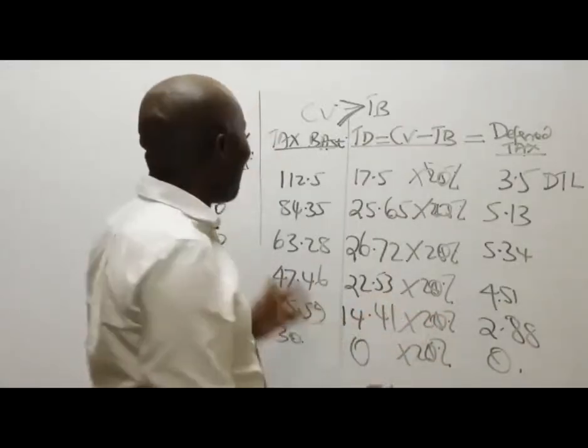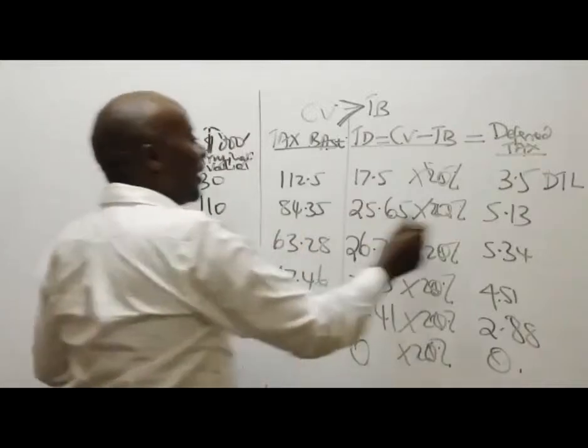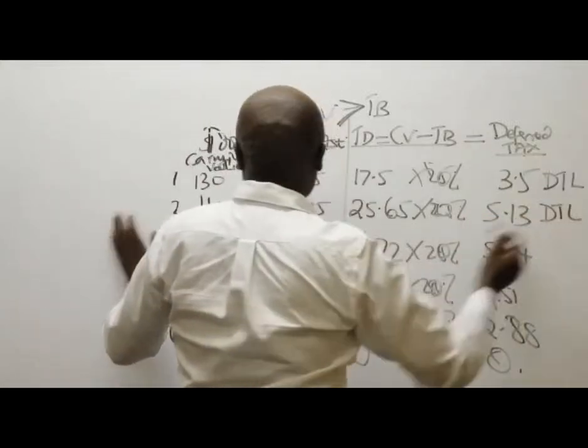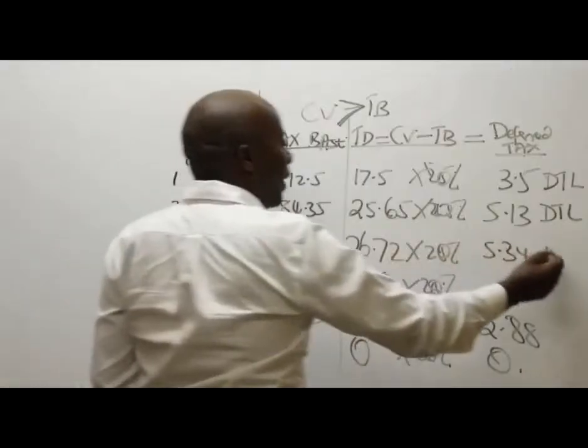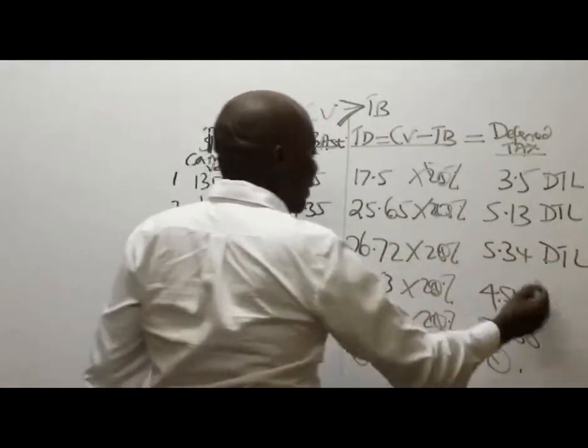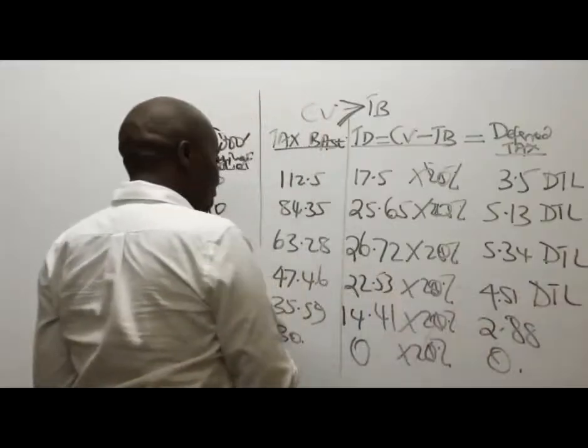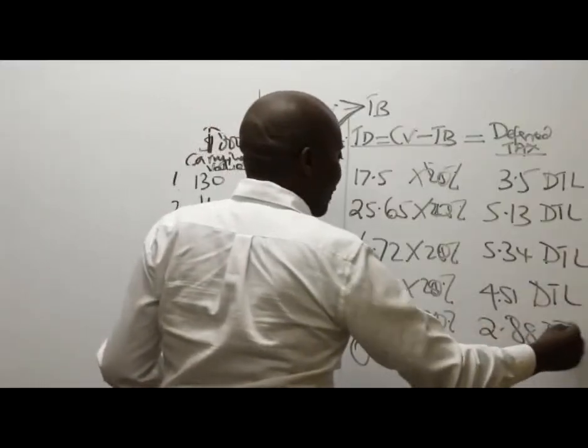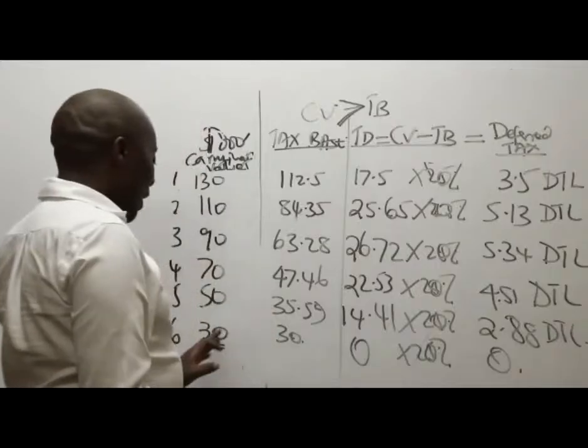Deferred tax liability. The same case here, ladies and gentlemen. These are deferred tax liabilities. Even this one is a deferred tax liability. This one here is higher than this. So deferred tax liability, the same case, this one is more than this. How about the 6th year?